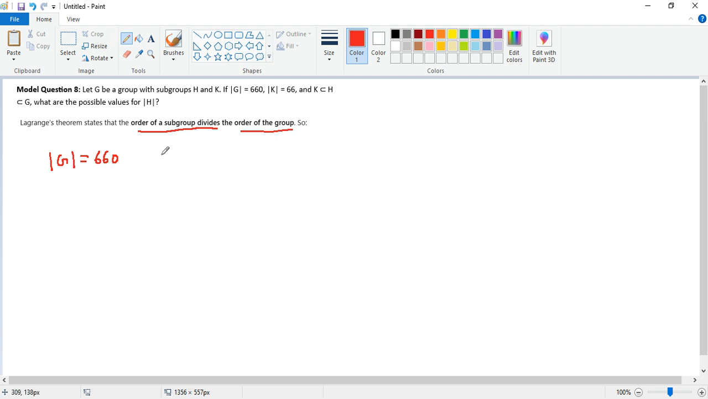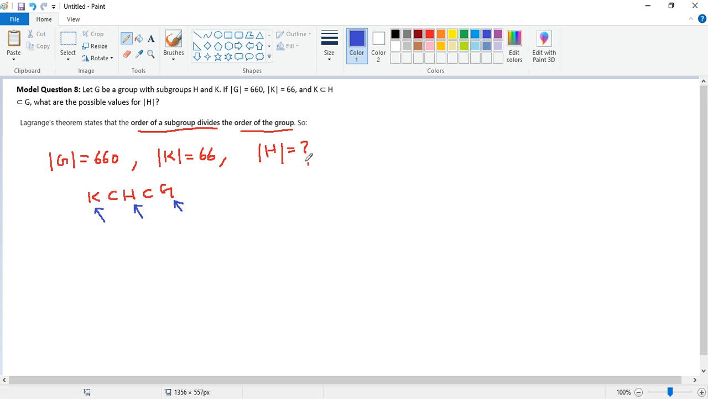And then it says the order of K, which is a subgroup of G, is 66, which means there are 66 elements. And then we are asked to find the order of another subgroup H, right? It's also given that K is a subset of H is a subset of G. So it's a proper subset because there is no equal there, which means the number of elements in H should be less than G and it should be greater than K, right?